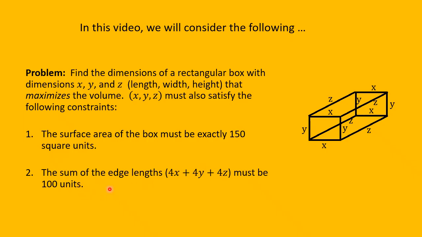must be 100 units. If you think about this box, there are four sides here, here, over here, and here of length x, so that explains the 4x. Similarly, there are four edges of length y, and four edges of length z. So we want this sum of lengths to be 100 units.